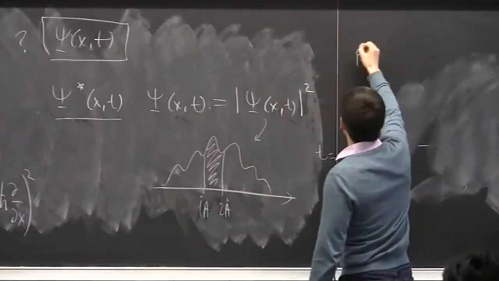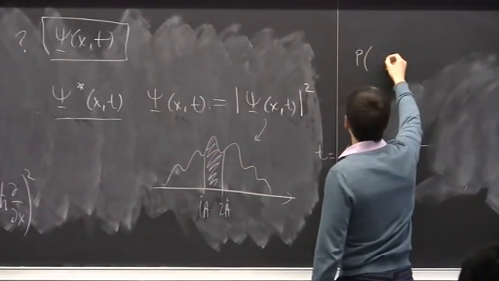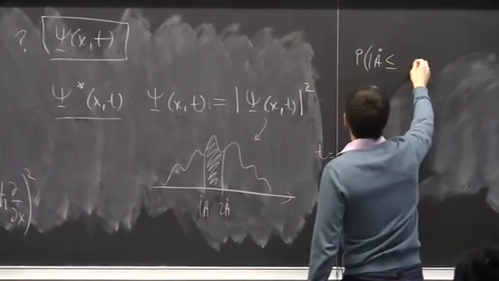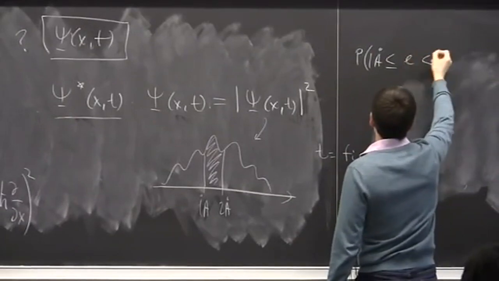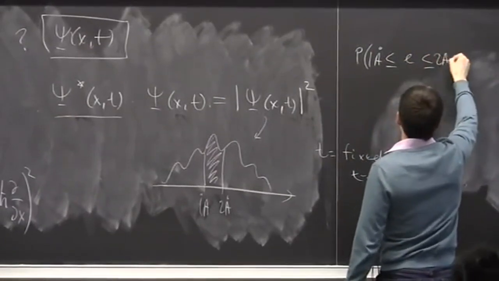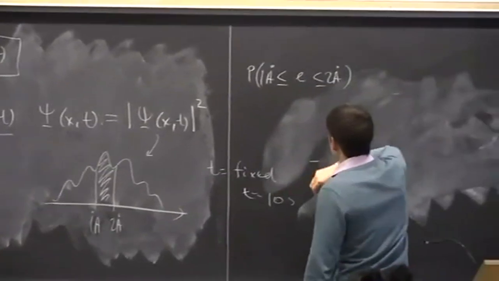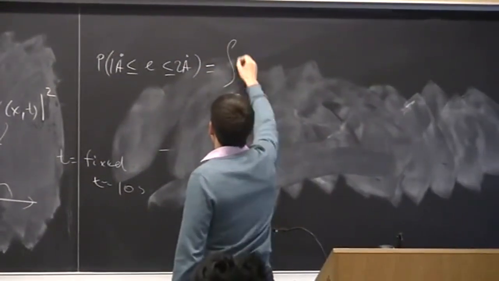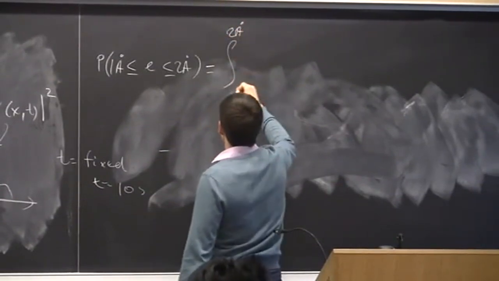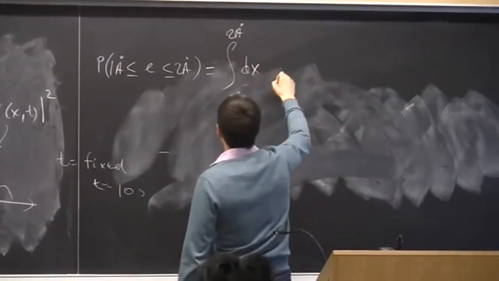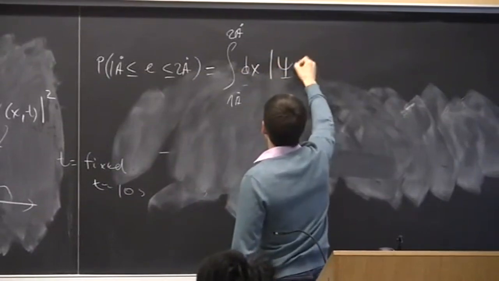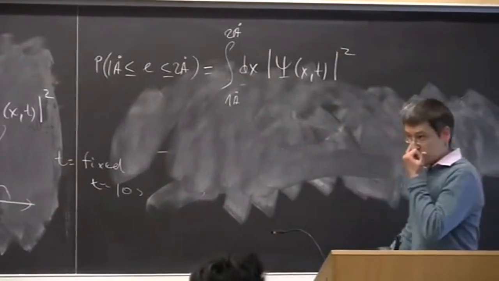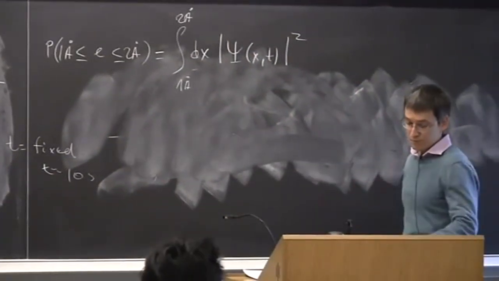So the probability to find, say, an electron somewhere in space between 1 angstrom and 2 angstroms: you just need to integrate from 1 angstrom to 2 angstroms, dx of this quantity, right?